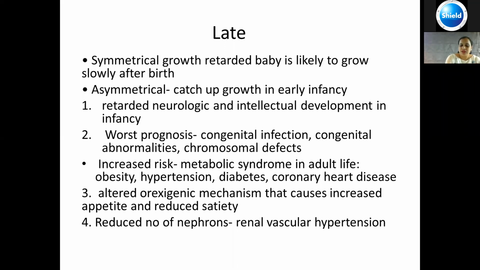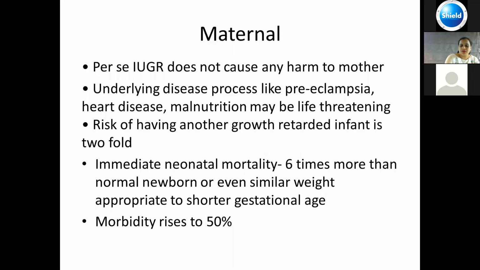But when it comes to any congenital infections, congenital abnormalities or chromosomal defects, we may see the worst prognosis. And there will be increased risk in adult age if they are born IUGRs. In adult ages, they may land up with obesity, hypertension, diabetes, and coronary heart diseases do occur. The most important thing is that in adult ages, they may have the chances of developing renovascular hypertension.